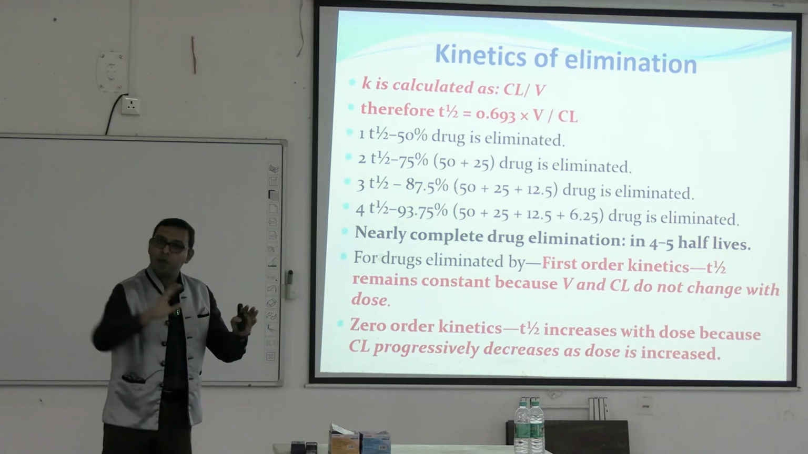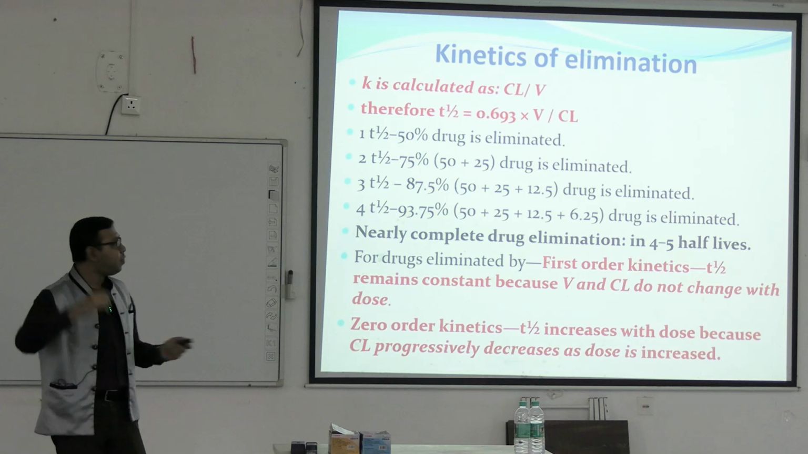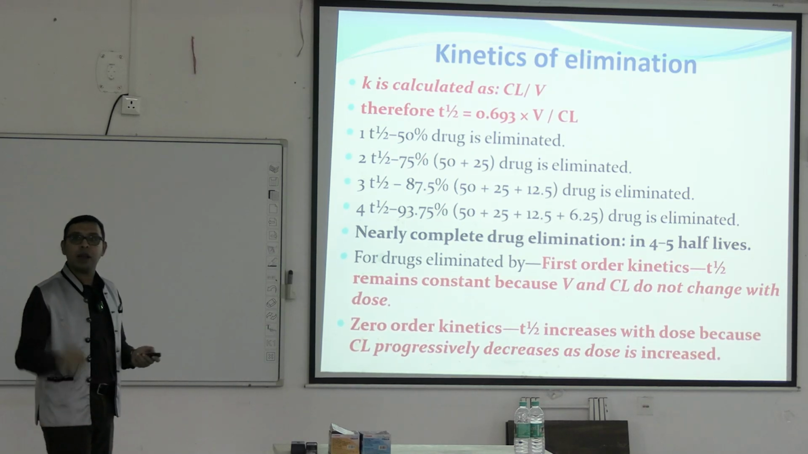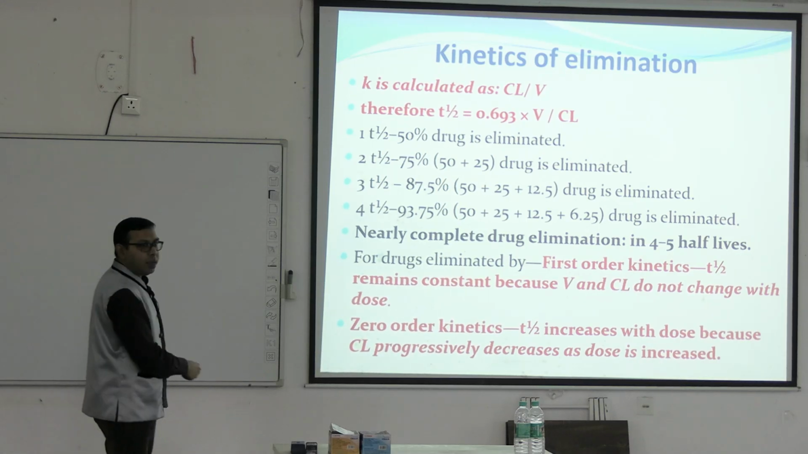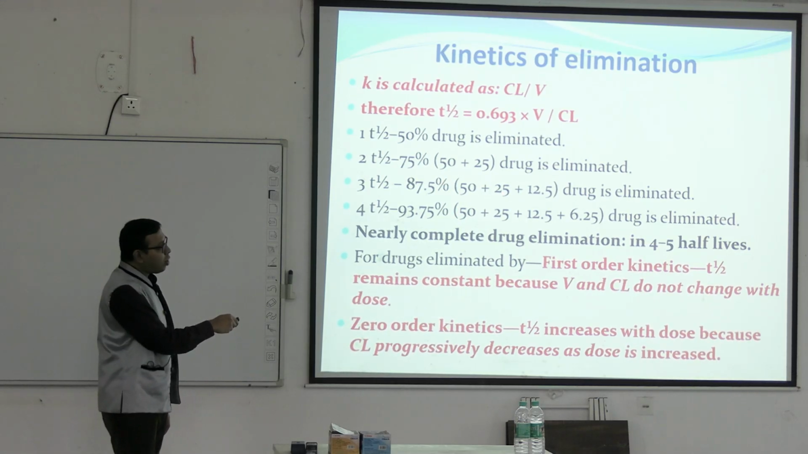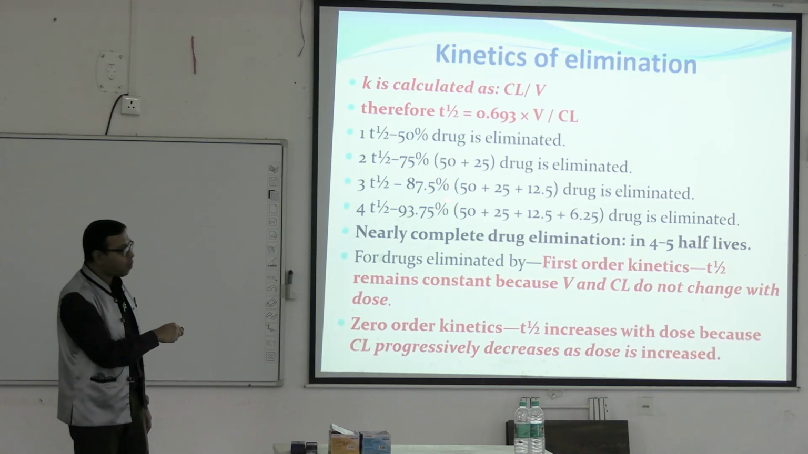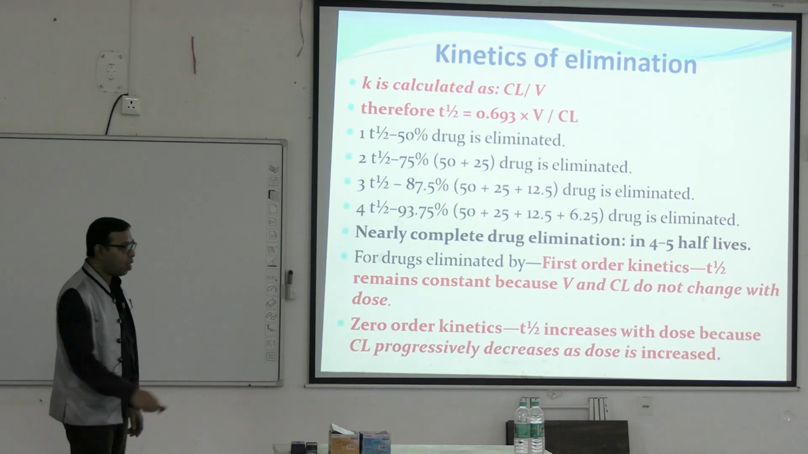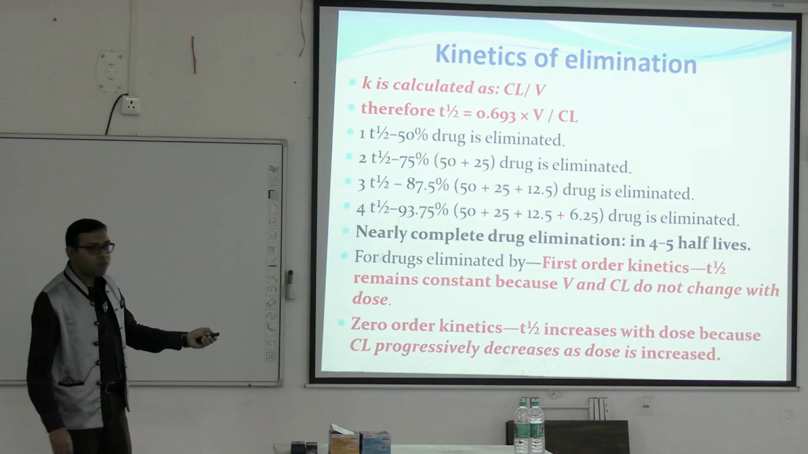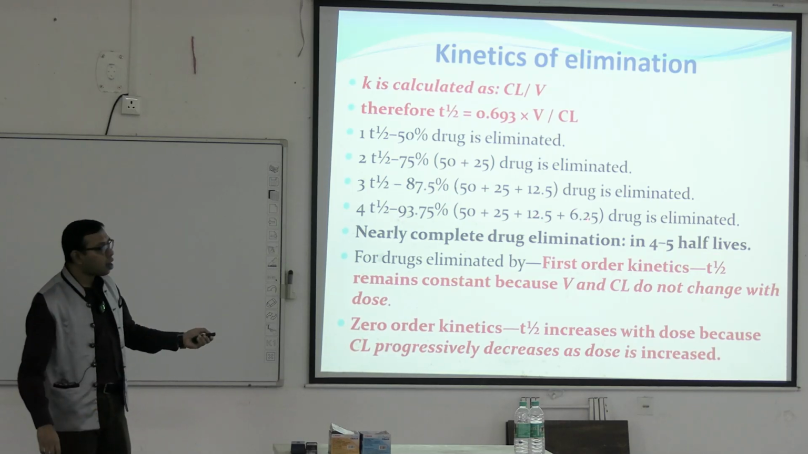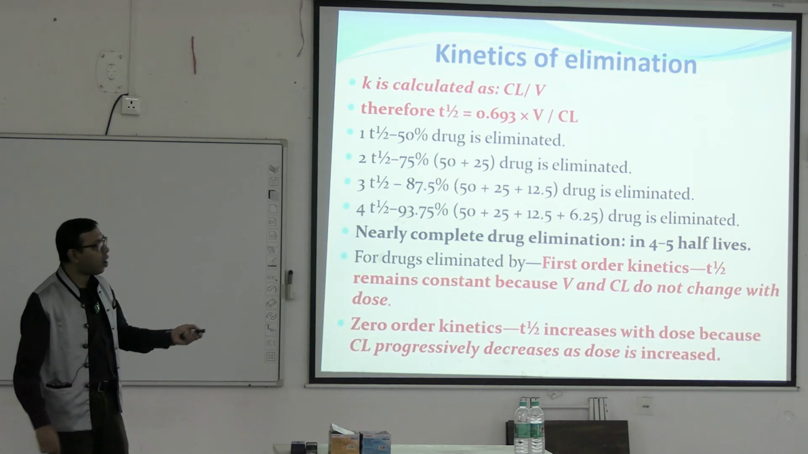So for one T-half, 50% is eliminated; for the second T-half, 50% plus 50% of the 50%, that is 25%, so a total of 75% of the drug is eliminated. Similarly, in the third T-half, 50% plus 25%, plus again 50% of 25, that is 12.5, so 87.5% of the drug is eliminated. Is it clear? After the fourth T-half, 50 plus 25 plus 12.5, plus 50% of the 12.5, which is 6.25, so 93.75% of the drug is eliminated.